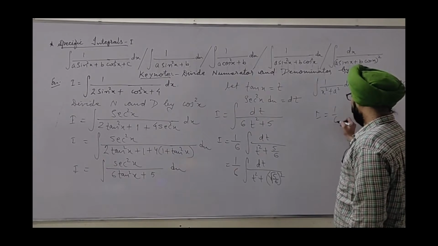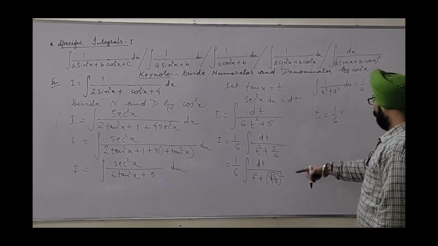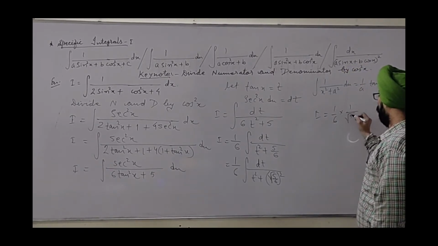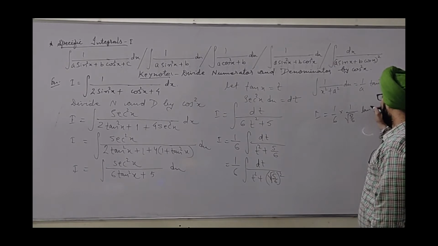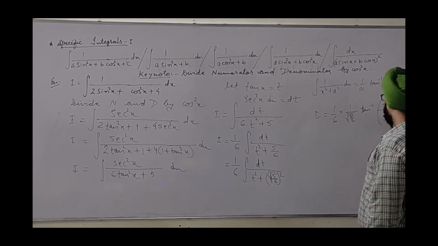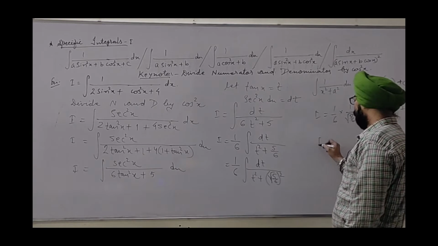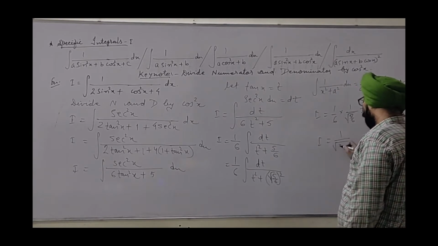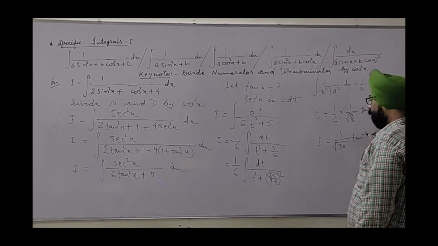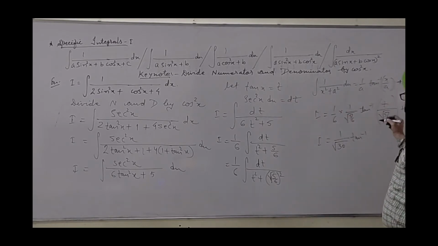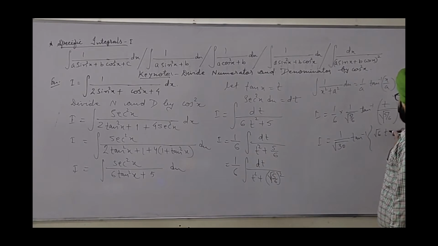We get I as 1 upon 6. 1 upon a is 1 upon root 5 by 6, into tan inverse of x, meaning t, upon a, plus c. This root 6 and 6 cancel out. So we are left with I equal to 1 by root 30 tan inverse, as we consider t as tan, so here we get root 6 tan x upon root 5, plus c.